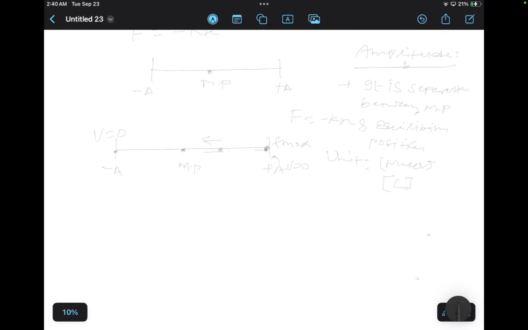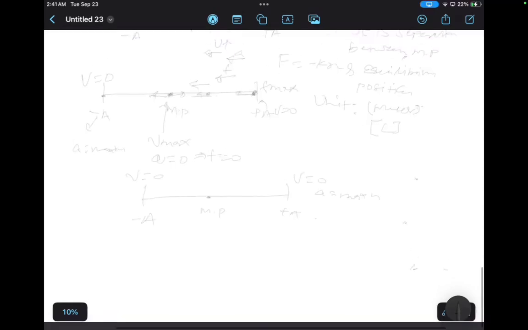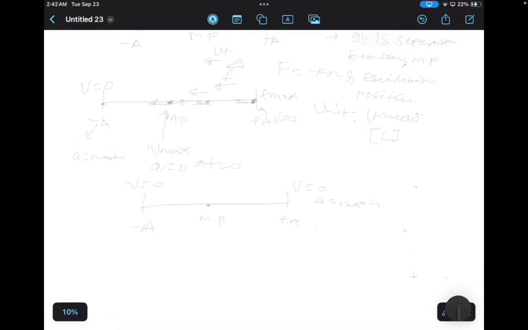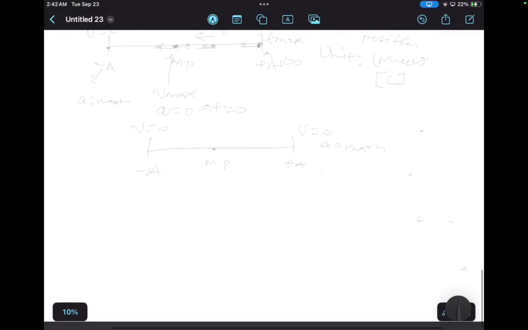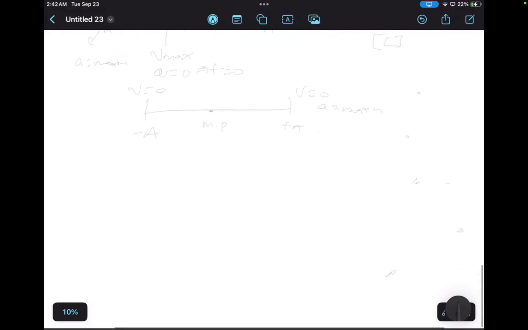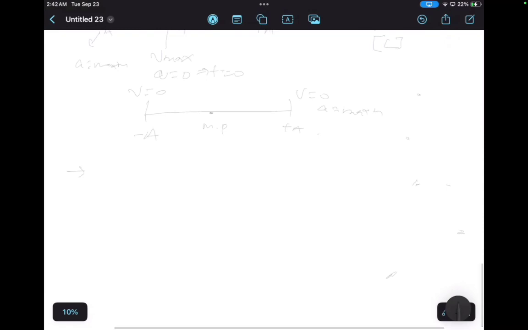If the particle turns back and moves towards the mean position, then the force is also in that direction, which means the acceleration is in that direction. So the velocity of the particle is going to increase. When it comes to the mean position, the velocity of the particle will be maximum. So velocity is 0 here, velocity is 0 here, and at the mean position velocity is maximum, and as I said, the acceleration at the mean position is 0.